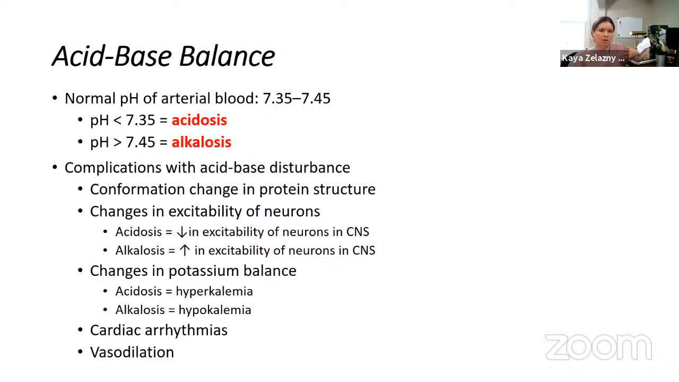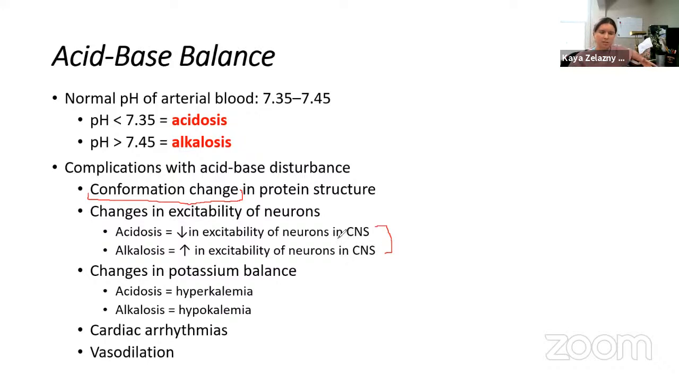So when we have deviations, as we saw in the previous slides, we have a change in the shape of the protein, which can be referred to as a conformation change. Remember, this word conformation really does just mean shape. It largely affects the excitability of neurons. So acidosis is depressing our central nervous system. Alkalosis is increasing the excitability of our central nervous system.